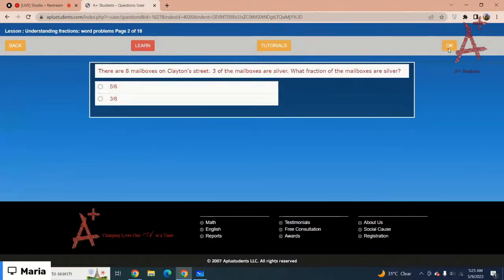There are 8 mailboxes on a Clayton street. 3 of the mailboxes are silver. What fraction of the mailboxes are silver? So which is the correct option?